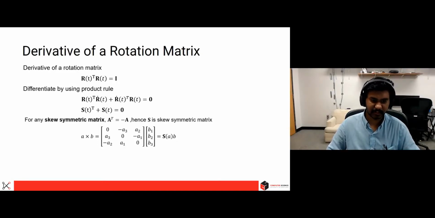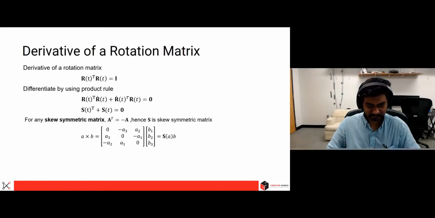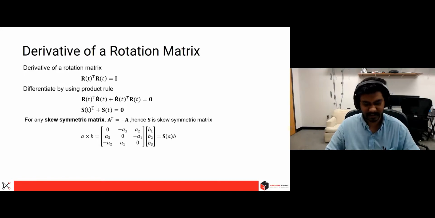Just as a side note, a cross product between two vectors can be written as the skew symmetric matrix of the first vector multiplied by the second vector.